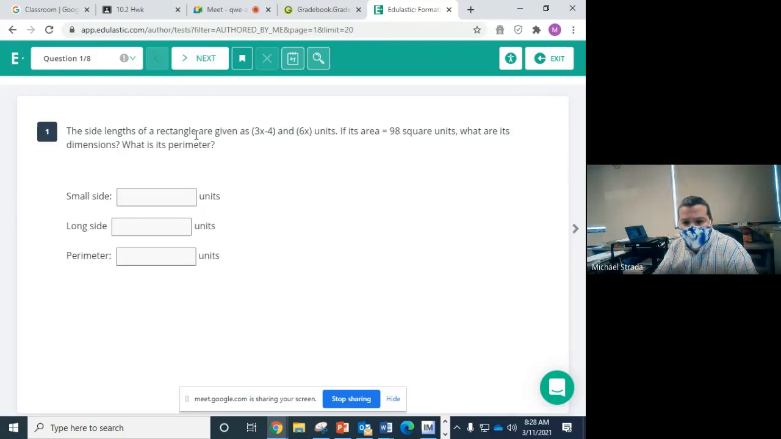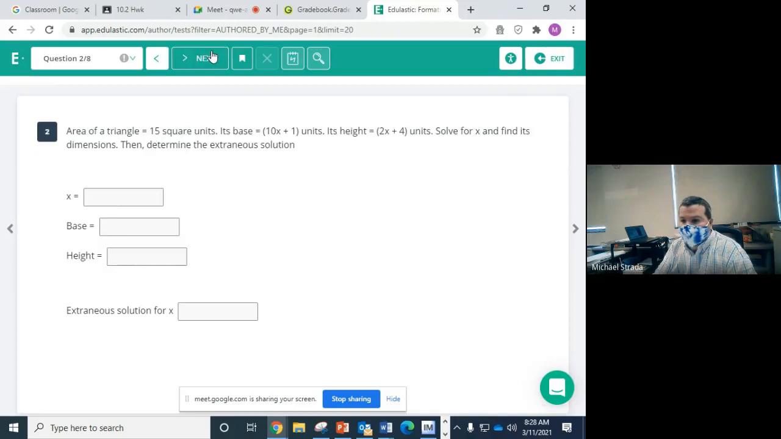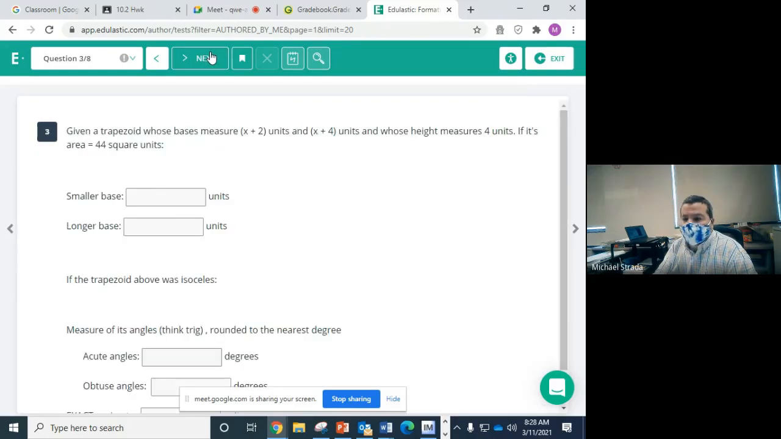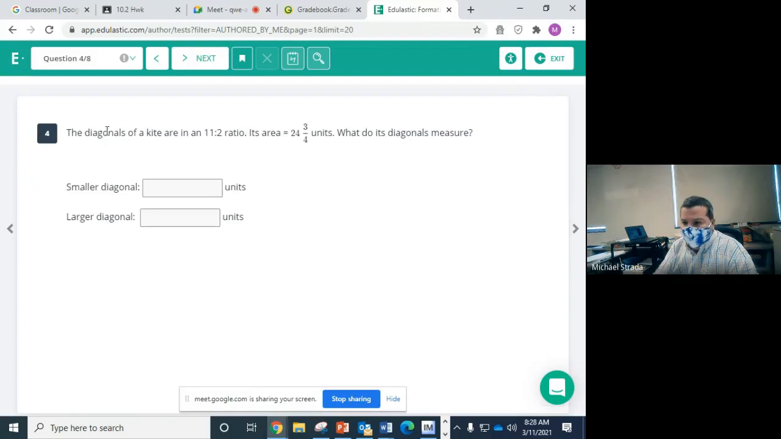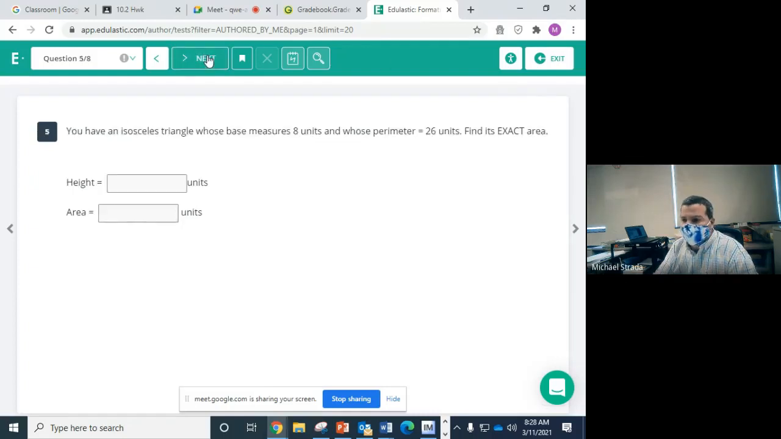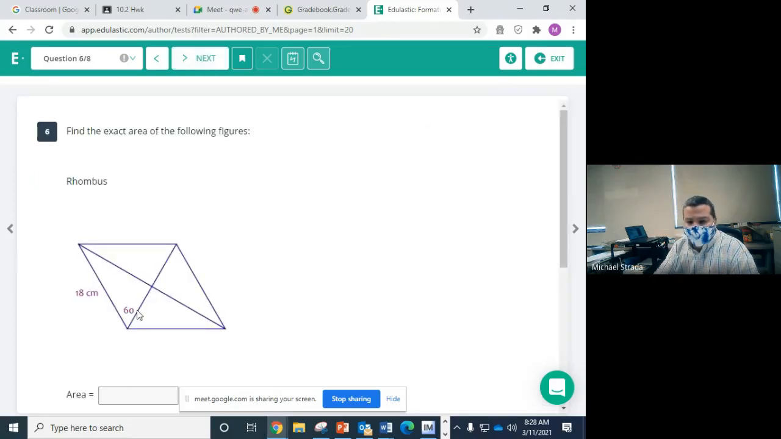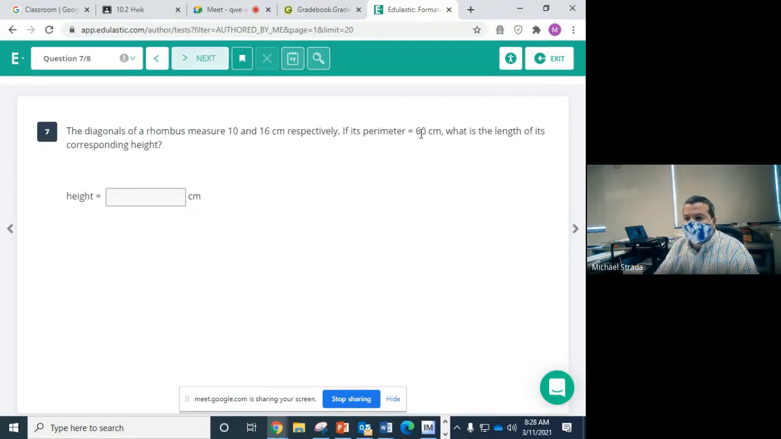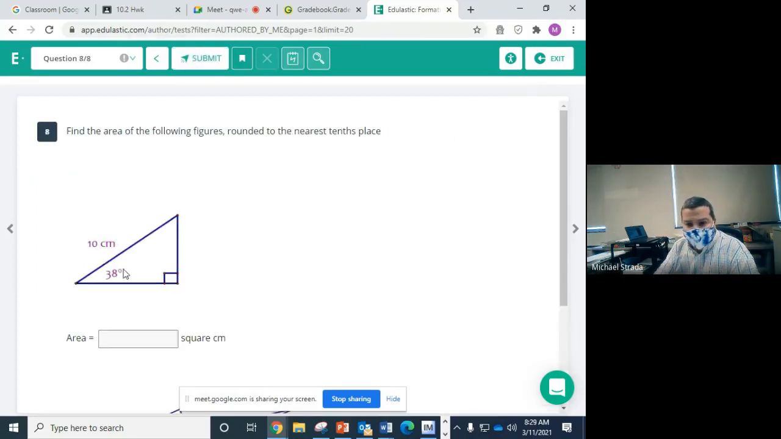So side lengths of a rectangle are given as 3x minus 4 and 6x units. If its area is 98 square units, what are its dimensions? What is its perimeter? So that's a quadratic. And then a ratio problem and working backwards. All right, isosceles triangle, working backwards. 60-degree angle, so working with special right triangles. All right, working backwards with a rhombus, and then a trig problem. So that we review all those things.